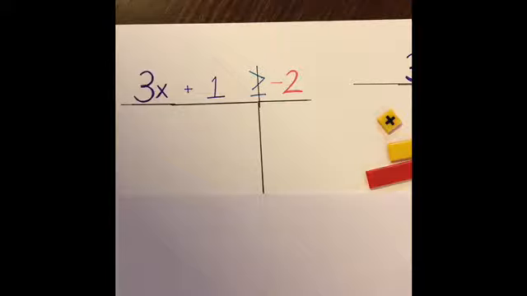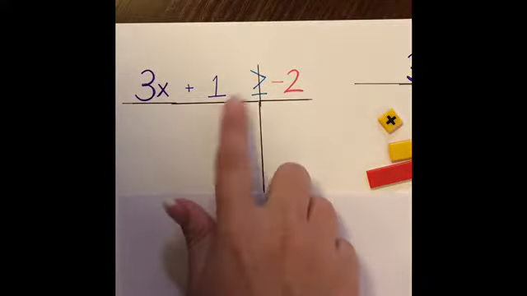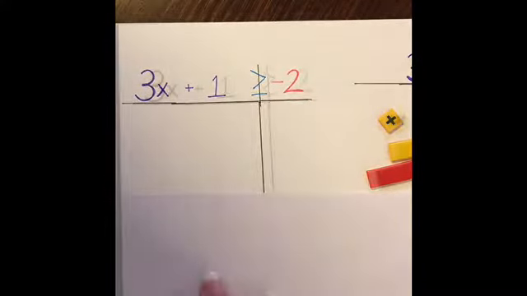The first thing we are going to do is set up our equation and model the equation using the algebra tiles. The equation we are going to be using is 3x plus 1 is greater than or equal to negative 2. So we are going to draw a T-chart that will represent the two sides of the inequality.